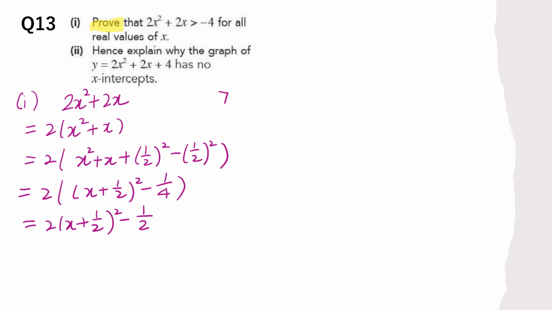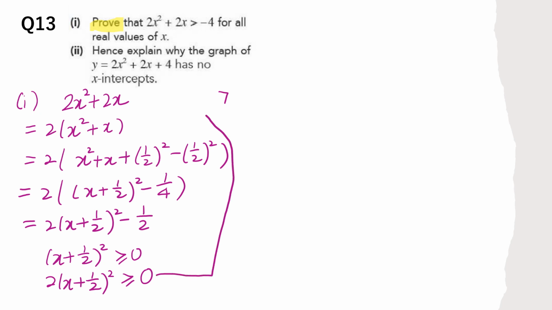Okay, so from there we need to do some explanation. So what's explanation? How do we go about explaining it? Yes, (x plus half) to the power of 2 will always be positive, more than or equal to 0. If you multiply by 2, you still get right hand side 0. And the next thing I'm going to do is to add negative half to both sides.